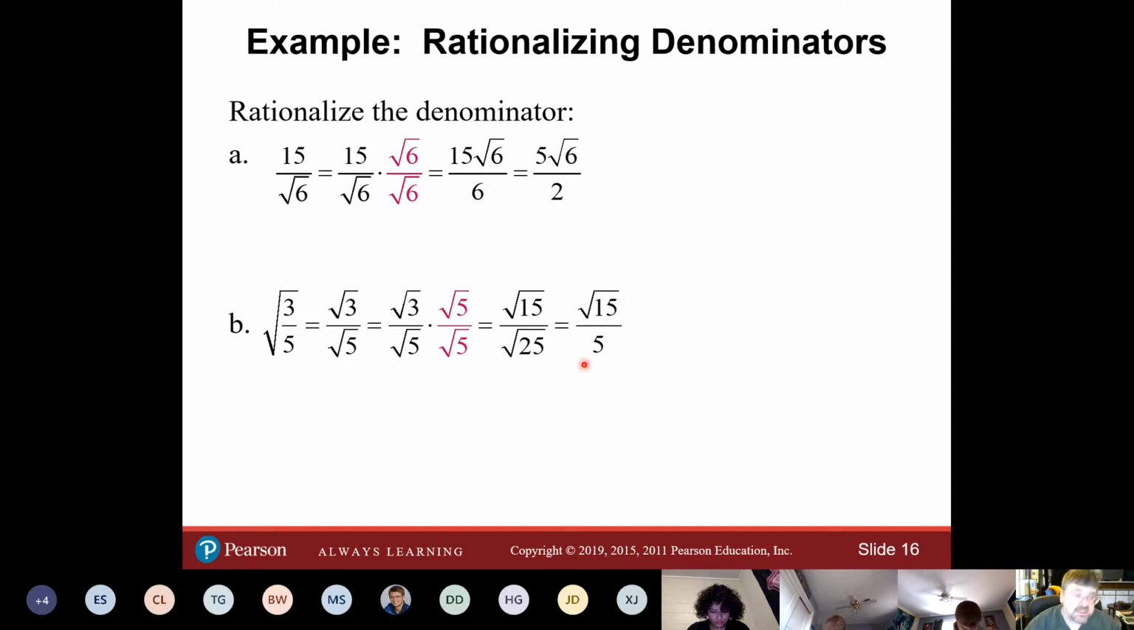Let's take a look at a couple of more examples, including one or two that are a little trickier.